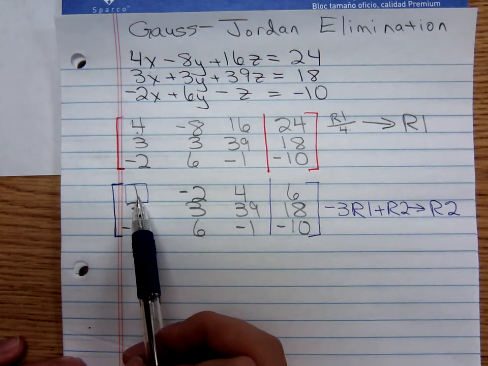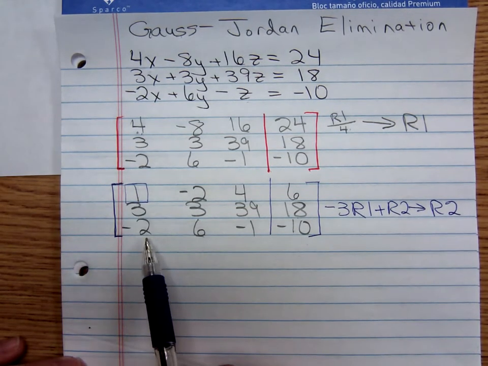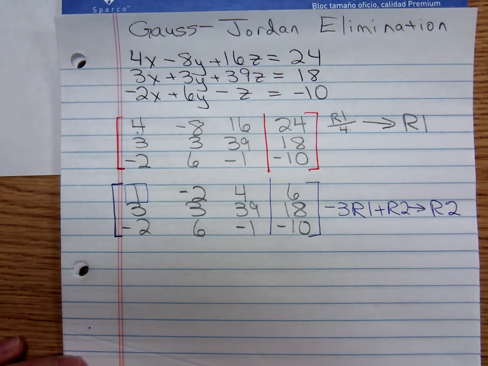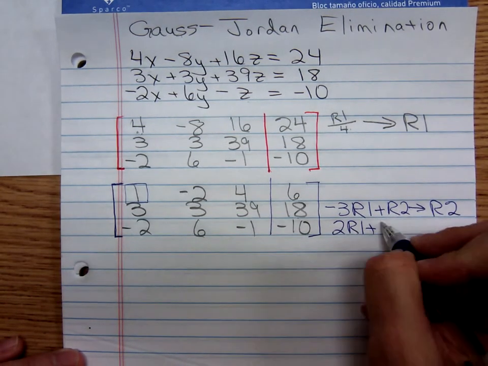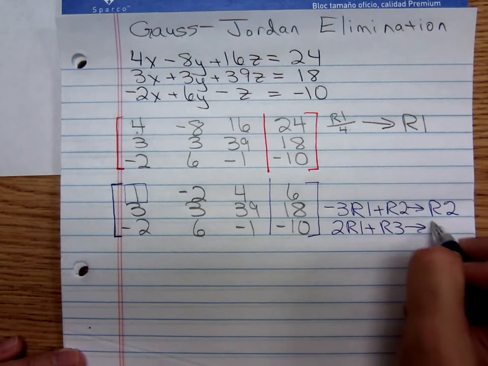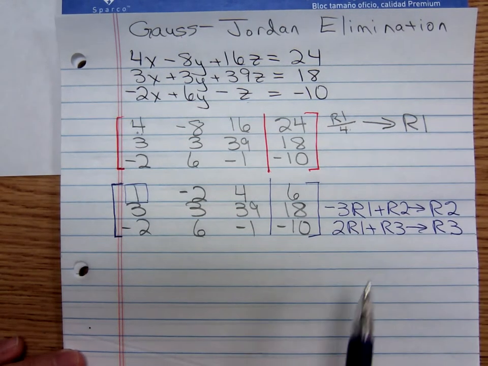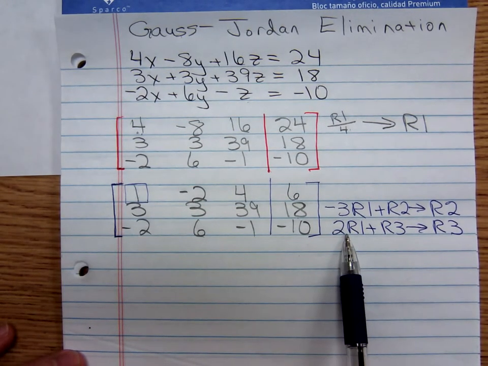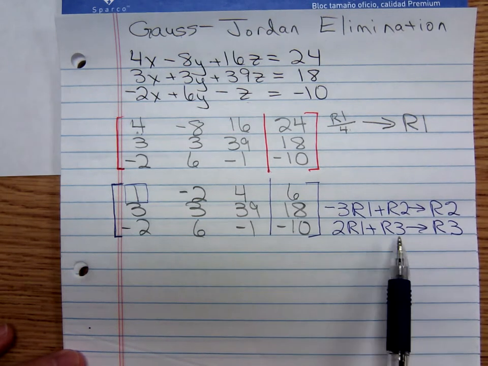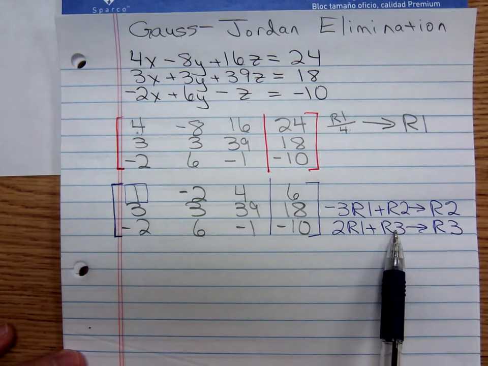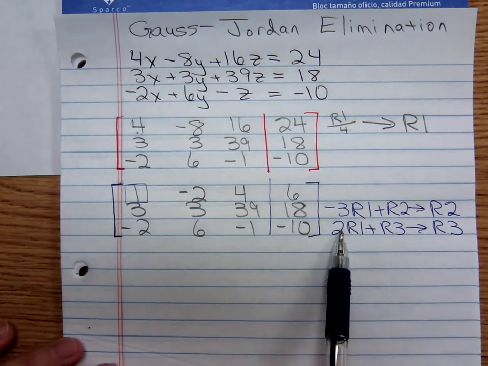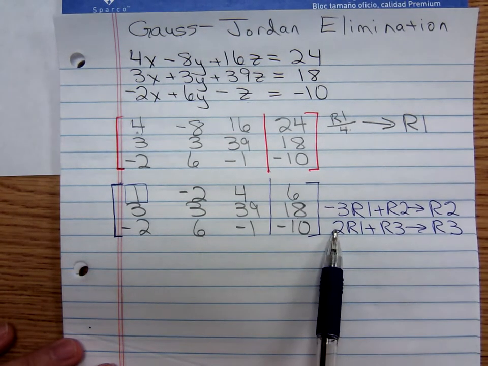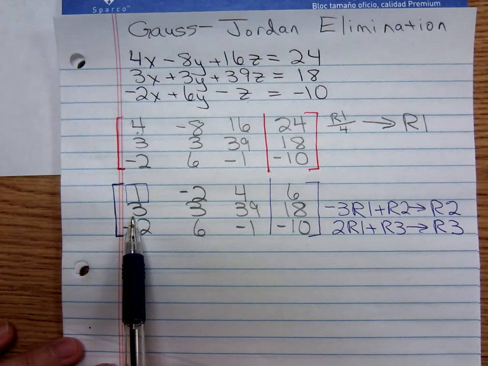What would this 1 need to be so when you add it to negative 2, you get a 0? A 2, so you go 2 times row 1 plus row 3 gives me a new row 3. We're adding a multiple of the row containing the leading 1 to a row to give us a new row. And how do you decide what you multiply by? The number you want to change to 0, you change the sign on it.